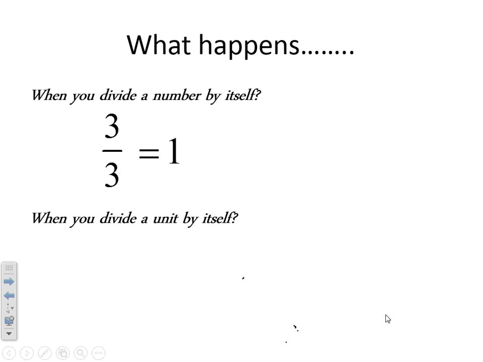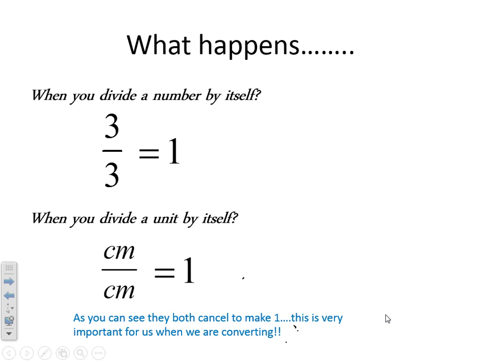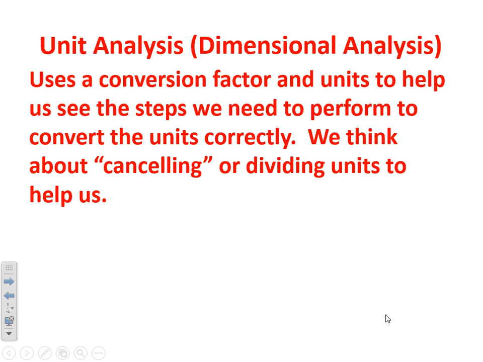But I want to know, when you divide a unit by itself, what happens? Say you take centimeters divided by centimeters. What happens? The same thing happens. You get a 1. And this is what is so important about unit conversions and unit analysis. You have to be able to see that there are units that are going to be canceling out to make 1. So what is unit analysis? Another word is dimensional analysis or conversion factors. All that means the same thing.